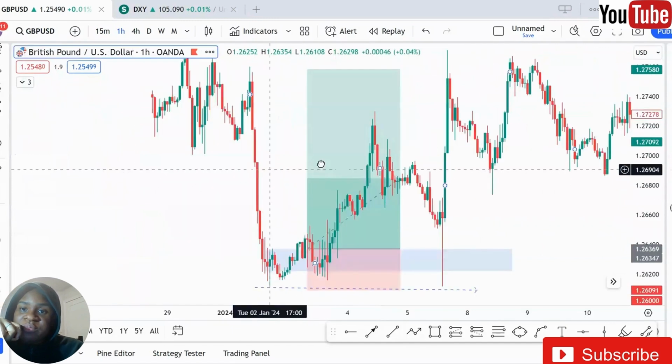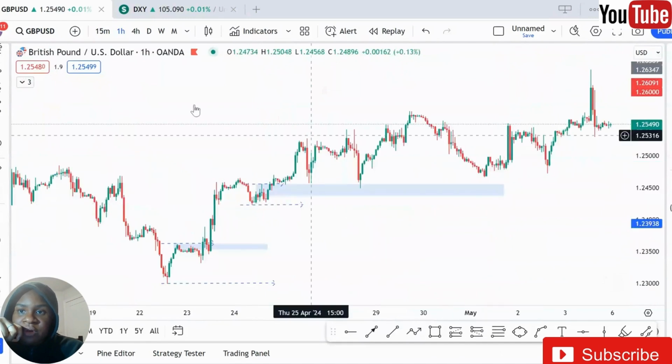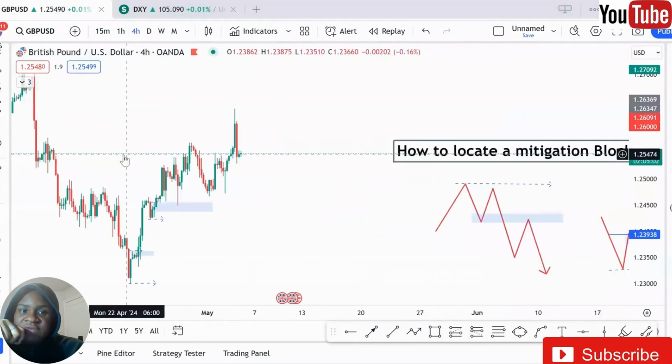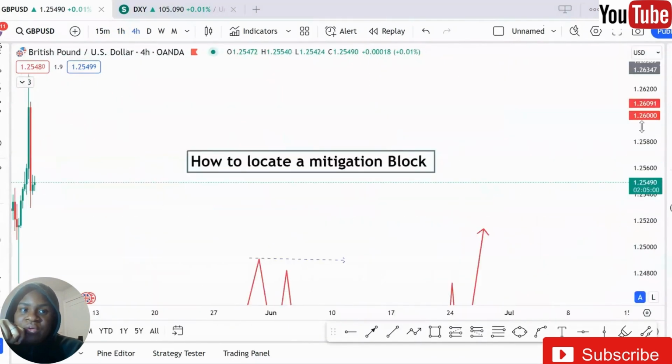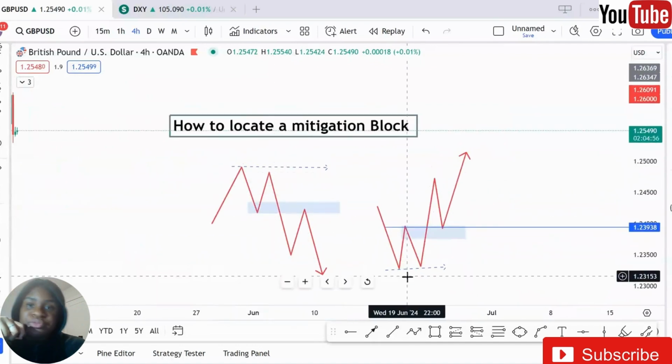So mitigation block, I gave a diagram on how to locate your mitigation block on the charts. If you can take your time and draw it and go around the chart and start finding it, how it's being created, I'm sure your trade will have a lot of improvement, not a little bit.